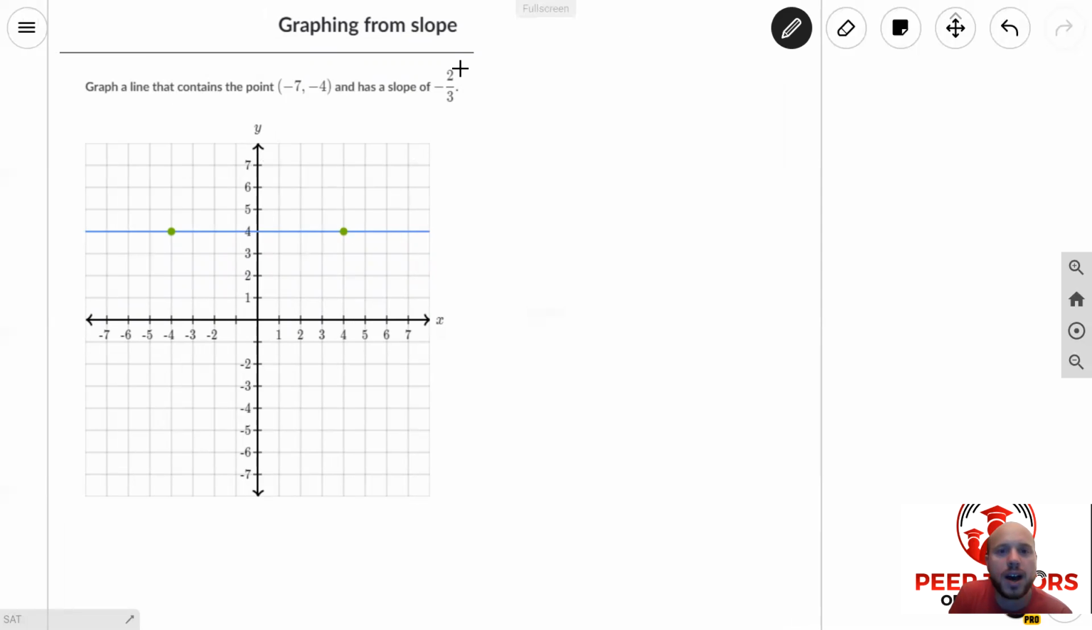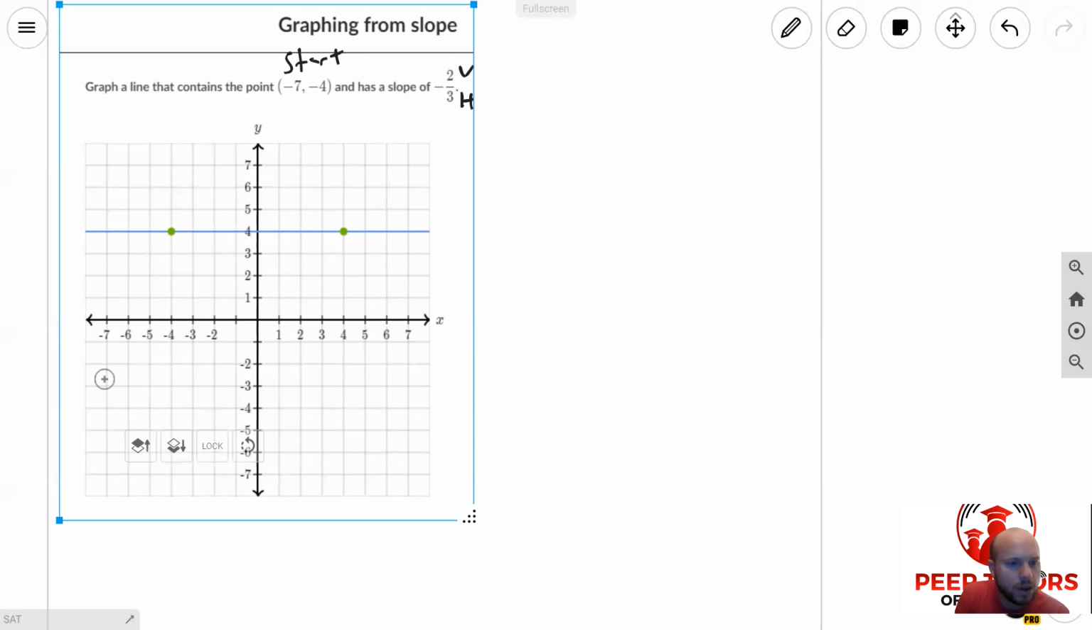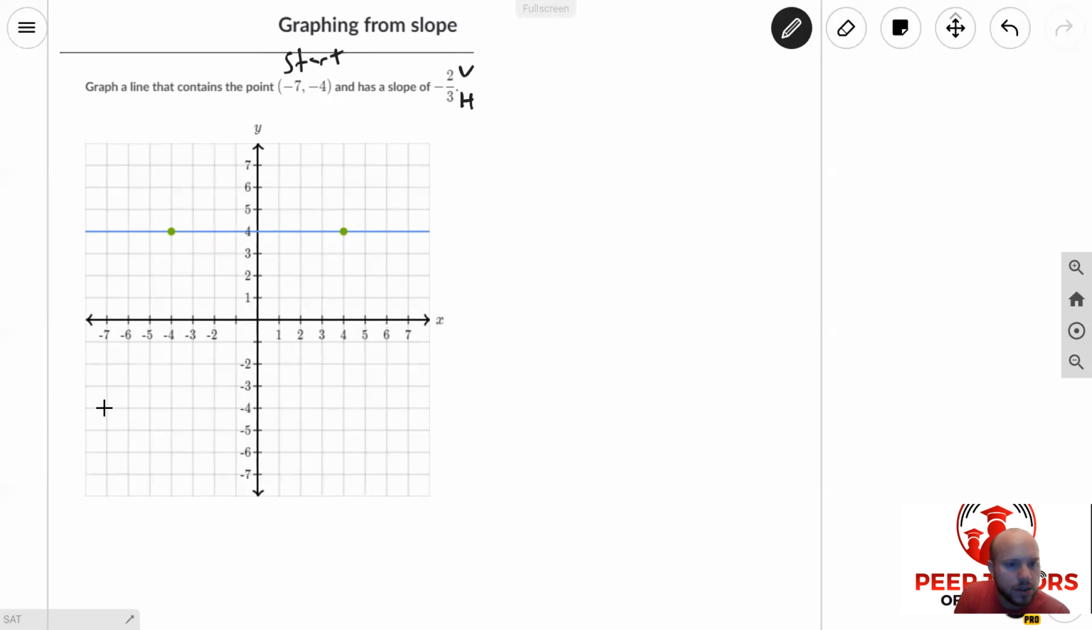And remember, this is our vertical movement, and that's our horizontal movement, right? Okay, but we're going to start at our starting point, (-7, -4). So from the origin, I'm going to go over 7 and down 4. I'm right here. That is point (-7, -4).